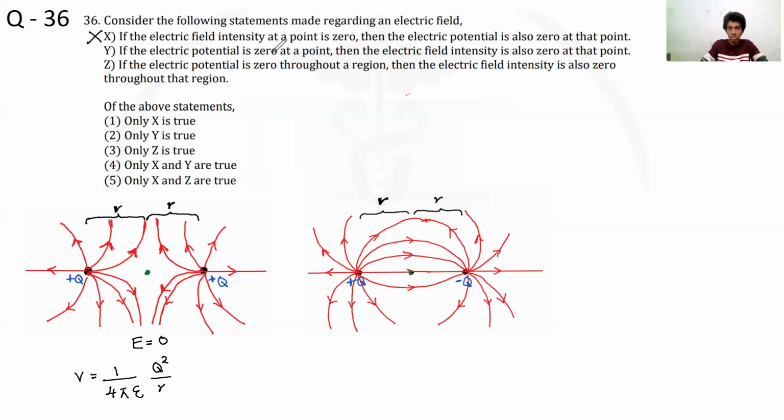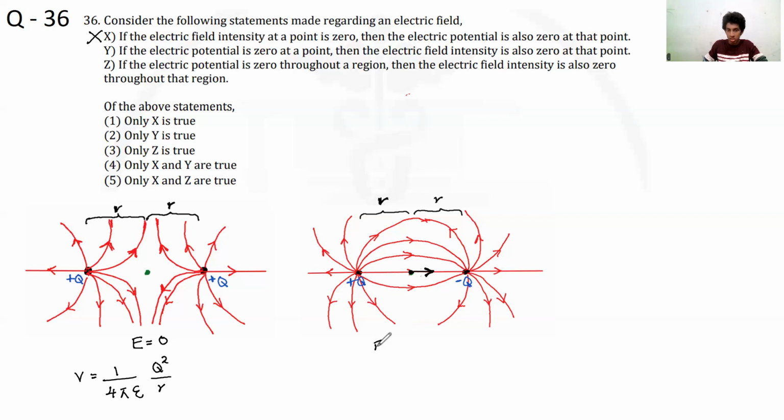If the electric potential is zero at a point, then the electric field intensity is also zero at that point. Let's consider this instance. Here a plus Q charge is placed at this point and a minus Q charge is placed at this point. The electric field lines can be denoted like this. When a unit positive charge is placed at this point, the force acts in this direction due to the minus Q charge, and another force acts in the same direction due to the plus Q charge.